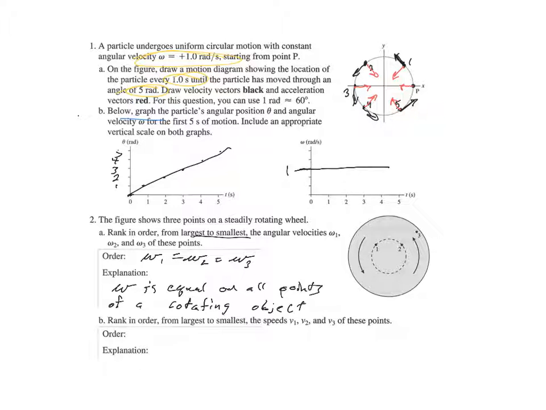Now speed, that's our V's. 3 is way out there, so the order would be velocity of 3 is greater than velocity 2 and 1. Velocity 2 and 1 are equal. You can kind of get that out of V equals WR. The radius of 3 is greater than the radius of 2 and 1.